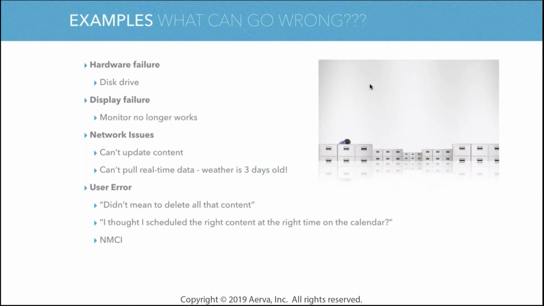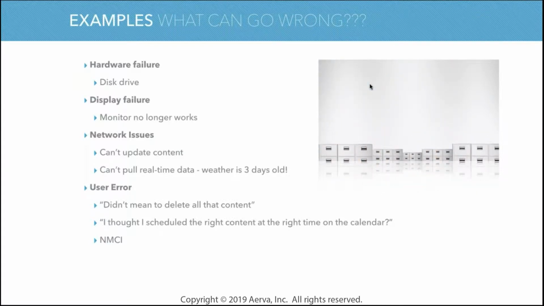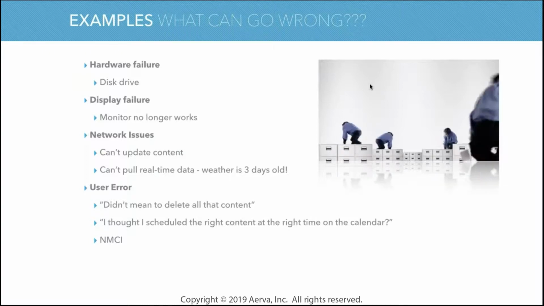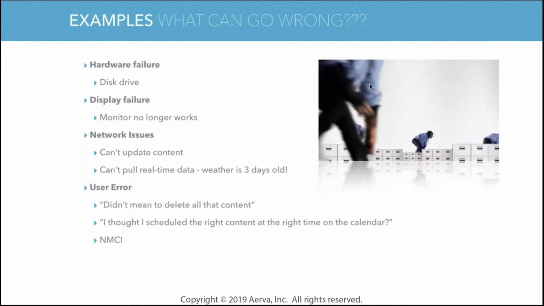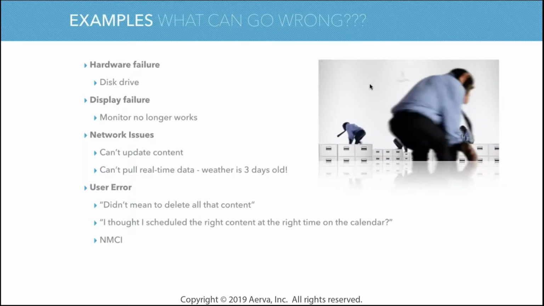More common are network issues, like you can't update content because your network's not reliable, or you've got some widget on your feed that's pulling real-time data such as weather data, but because the network is not properly functioning, you might see weather data that's 3 days old, which is really bad, right? No one wants to see that.